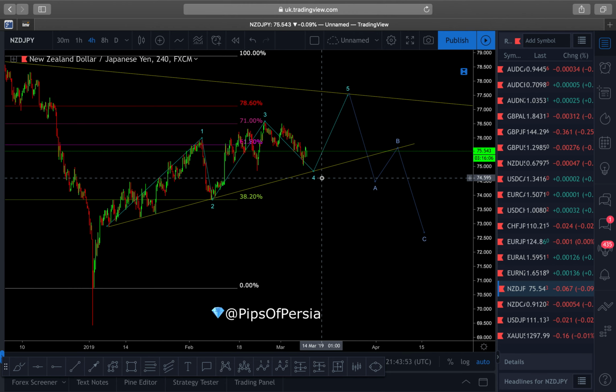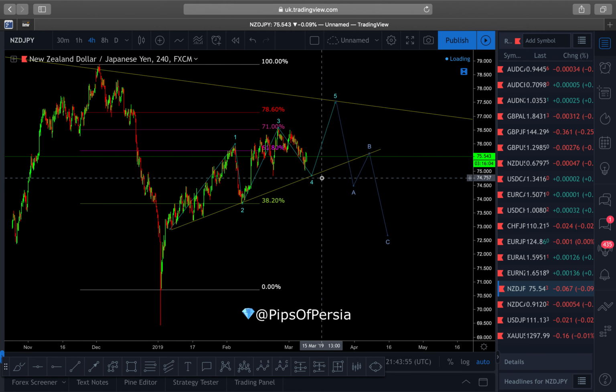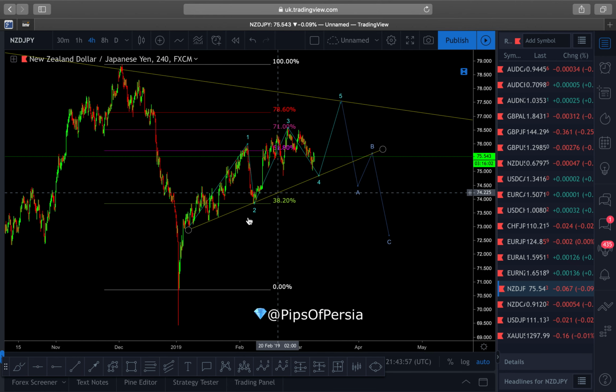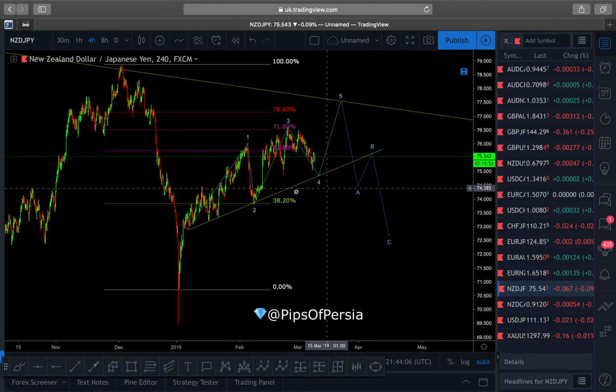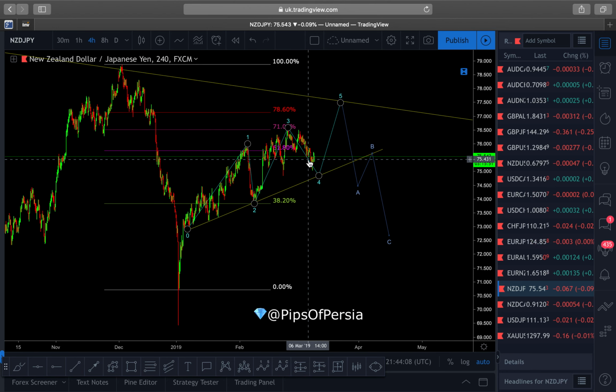New Zealand dollar versus the Japanese yen. Working with a little bit of an Elliott wave here. Not the perfect Elliott wave that I would like to see, that reacts to our key Fibonacci levels and how the measured moves within the Elliott waves work. But I'm working with simple wave theory over here.